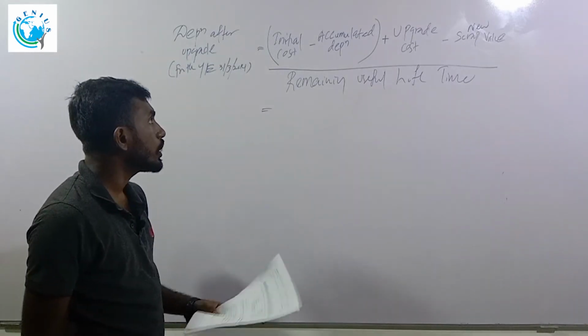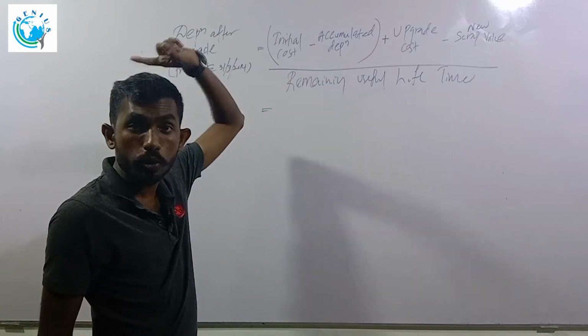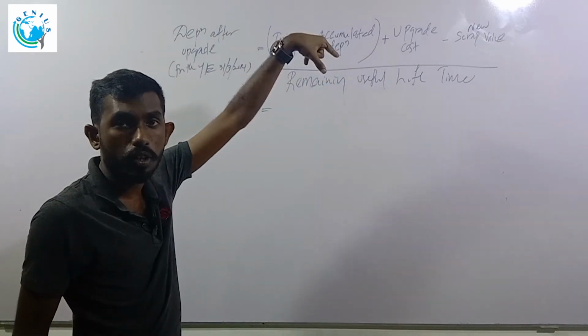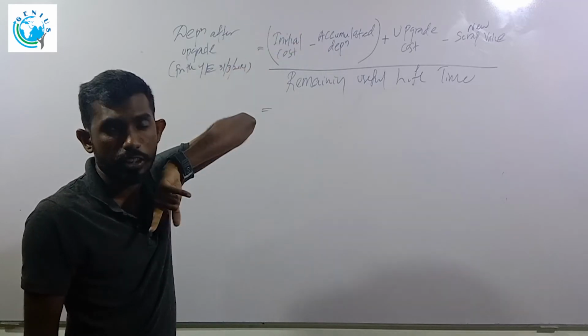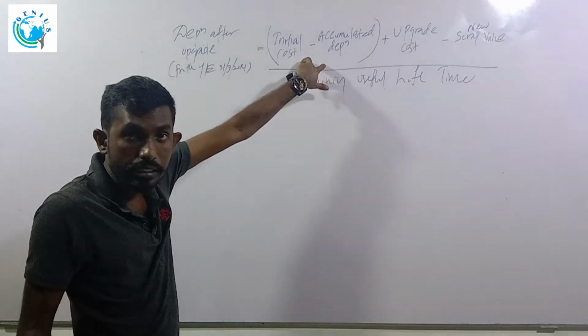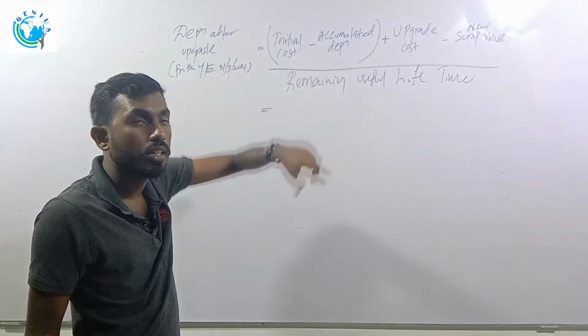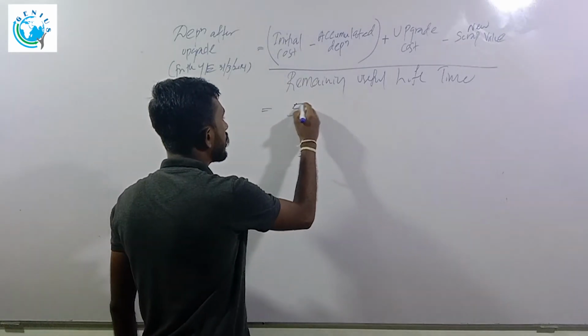Okay. Initial cost we have calculated, it's 1100. Accumulated depreciation up to the date of upgrade, we have calculated. The first part, it's 540. So we can take one figure for this, which is the carrying value. That means the answer of the part A, which is 560.